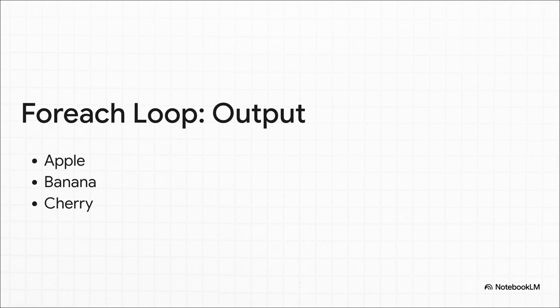The loop grabs apple, prints it, then it moves on, grabs banana, prints that, finally it gets cherry, prints it, and once there's nothing left to explore, the loop is done. That's it. Super clean, super simple.